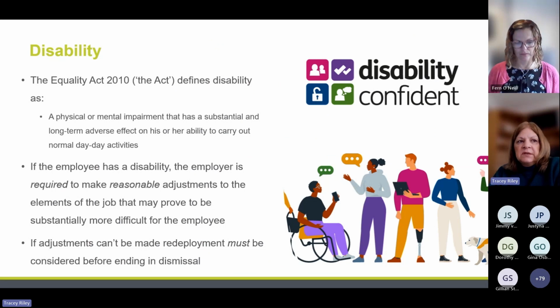Talking a little bit about disability and how you would deal with that in terms of people's absence. The definition of disability from a legal perspective is a physical or mental impairment that has a substantial or long-term adverse effect on a person's ability to carry out normal day-to-day activities. So that's the legal definition. If somebody falls within that definition, then the employer has a requirement to make those reasonable adjustments in order to help that person return to work or to carry out the work more easily.